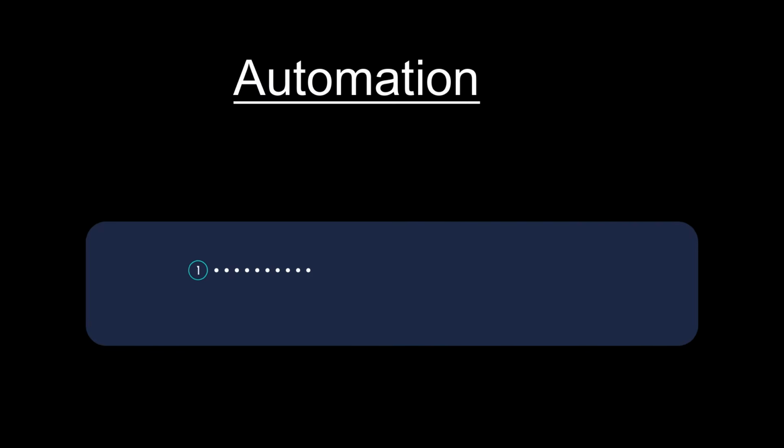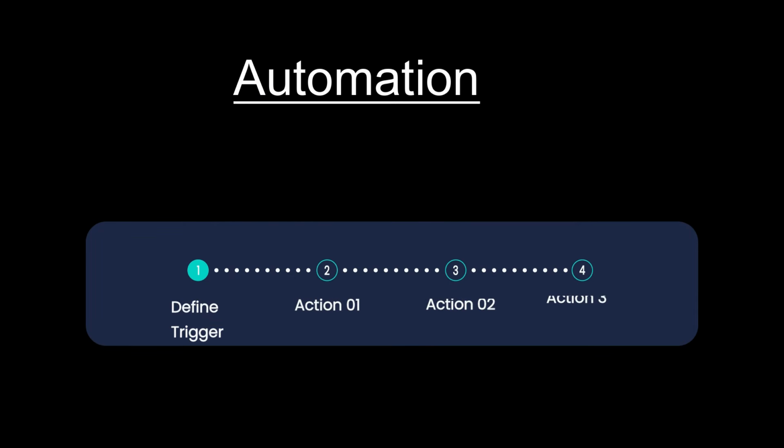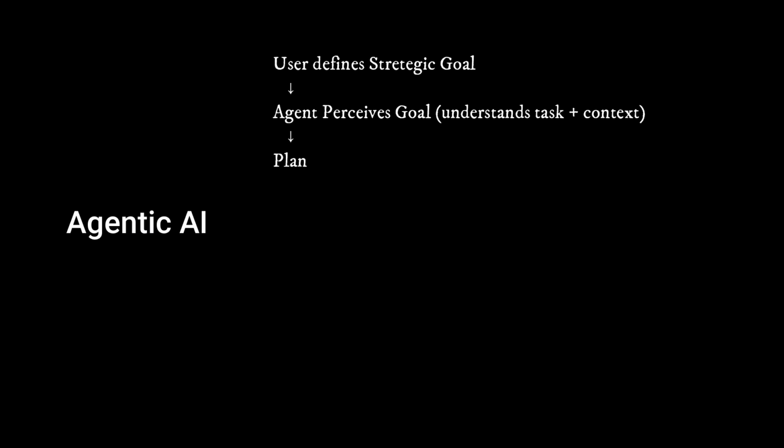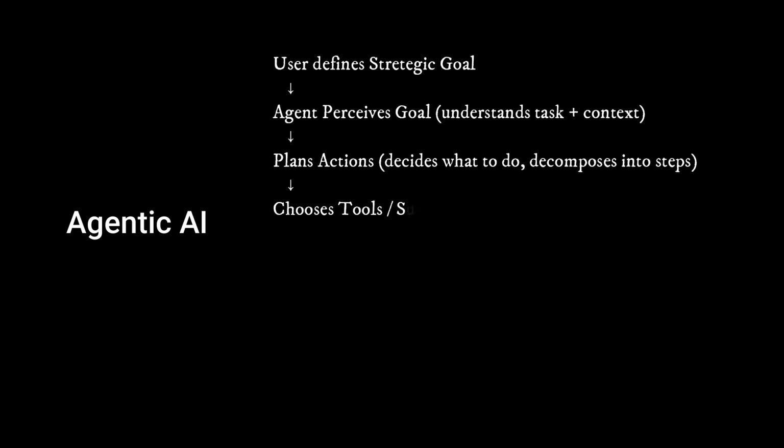Now let's quickly revisit how automation works. There is a user defined trigger. In our case, it is lead information getting added, and based on that, certain actions will be taken, like mail sent and mail status updated. Okay, let's see how agentic AI works. The primary difference is that here the user has to define a broader goal rather than giving detailed instructions.